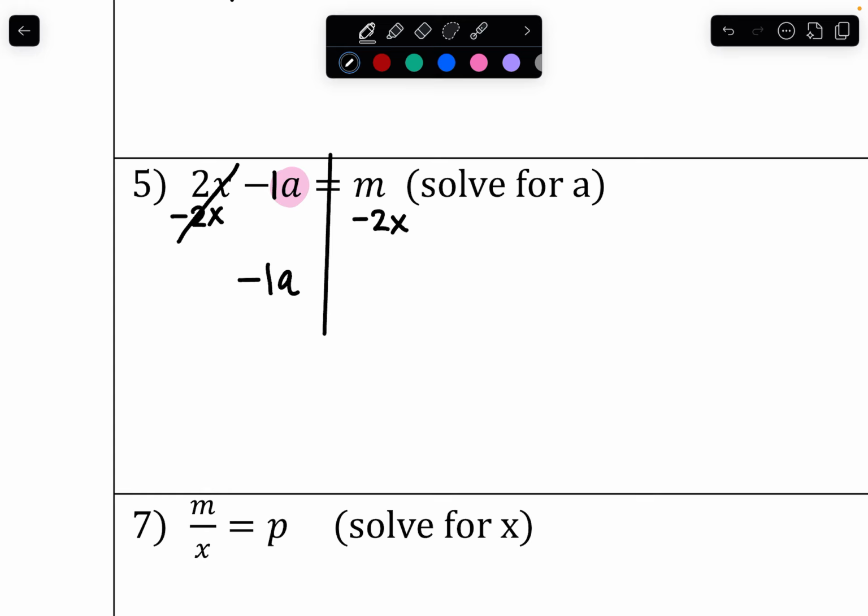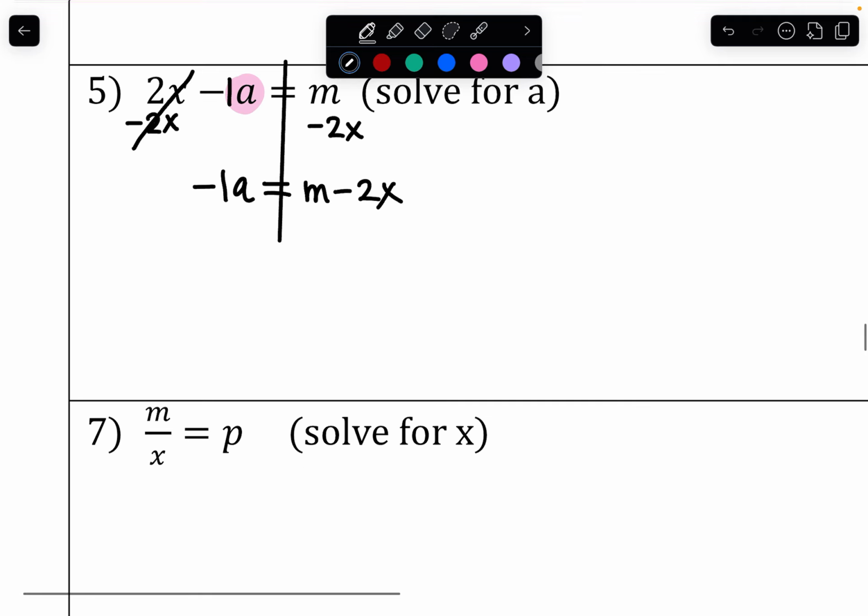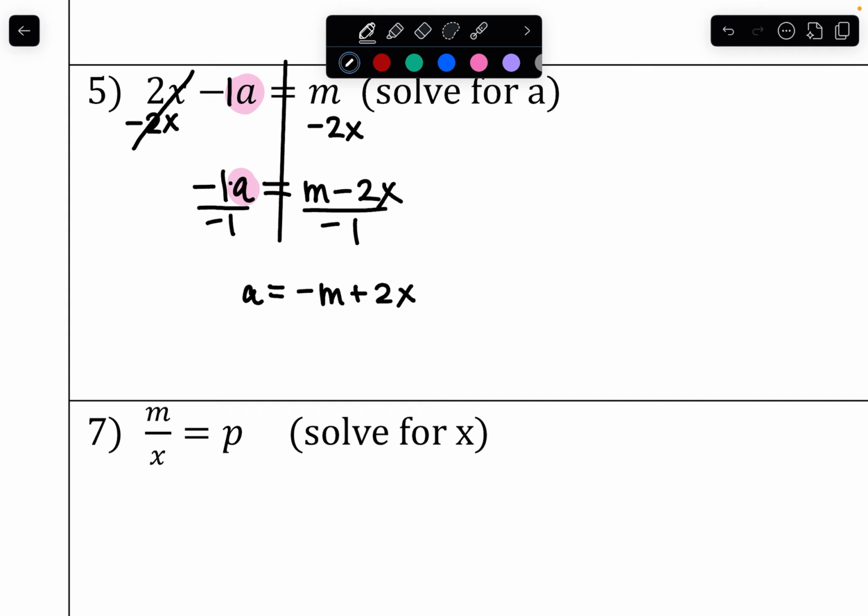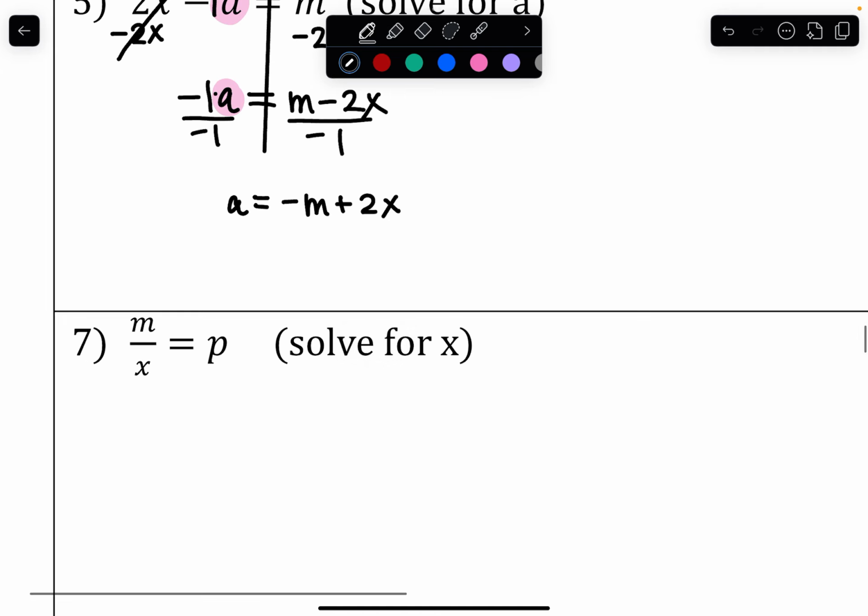Since it was positive, we subtract it away. We just need it to move to the other side. Okay, and then our last step in isolating a is to divide by the -1. And so just like the previous example, it flips the signs of the terms above it, and then we can even switch the order and put the 2x before the m. All of these are equivalent.